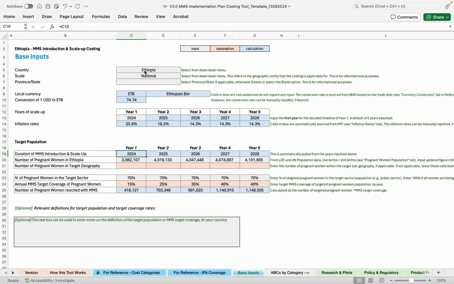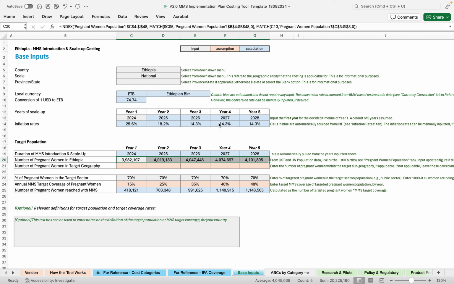The years are automatically pulled from the inputs above. Once you put the years in here, they don't need to be entered again in the tool. Then the number of pregnant women in that selected country is automatically populated from UN population data. It's considered live births and stillbirths, but again, this can be manually inputted and overridden based on the latest data that you might want to put in.